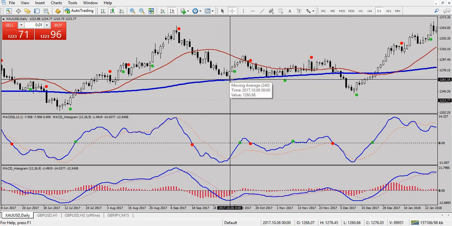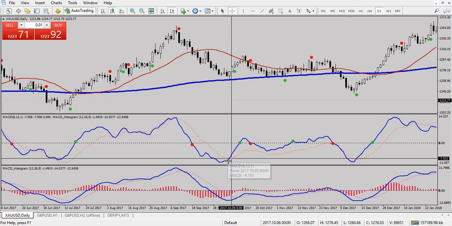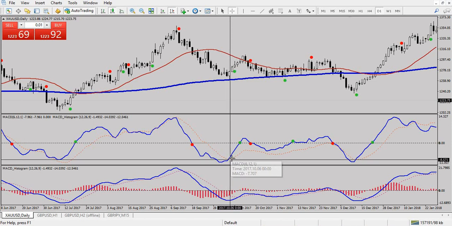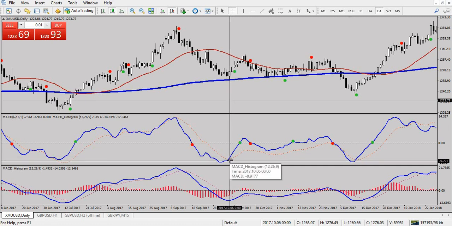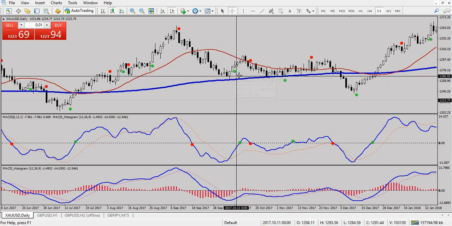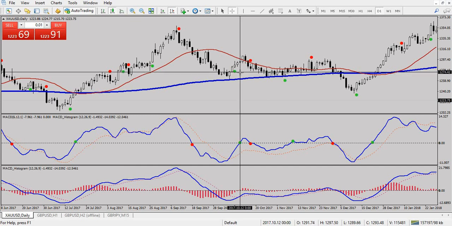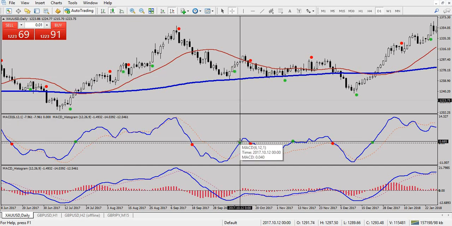Look at that, 240 right to it, to just about the pip, and we've got that sort of cross on the fast MACD and the other MACD overlaid here. Time to take some action. Goes up. Get a cross here. Cross on the fast MACD.